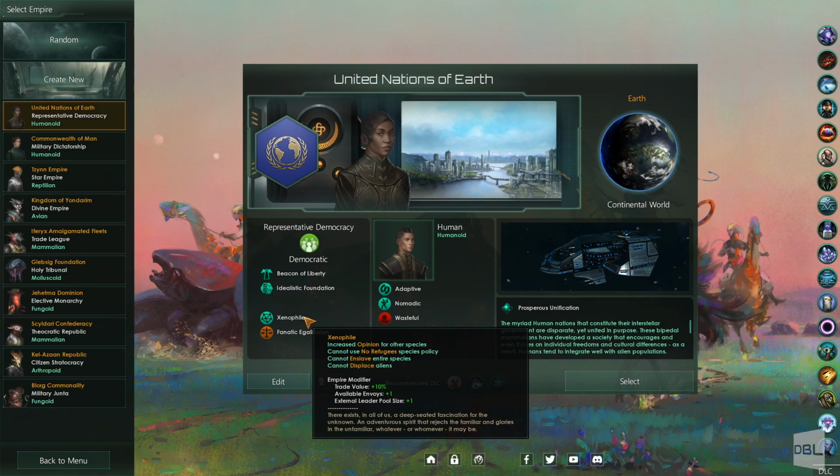Xenophile. Increased opinion for other species. Cannot use no refugees species policy. Cannot enslave entire species. Oh man, really? Well, there goes all the fun. Cannot displace aliens.